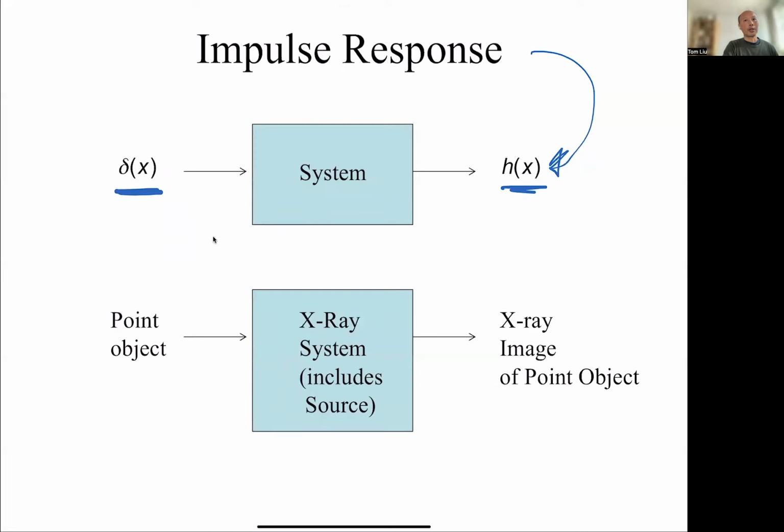So what that means in real life is, for example, if I had a point object, let's say a very tiny sphere, I put it into my X-ray system, my impulse response simply is the image of that point object.